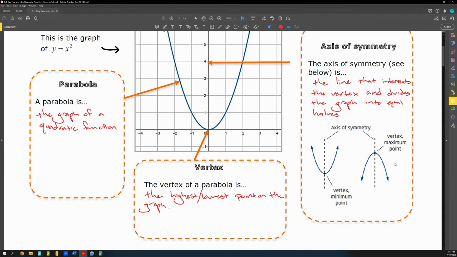For something like this graph over here, where it opens downward, the vertex is going to be the maximum. It's the highest point on the graph. So all the way at the top of this function is our vertex. Okay.